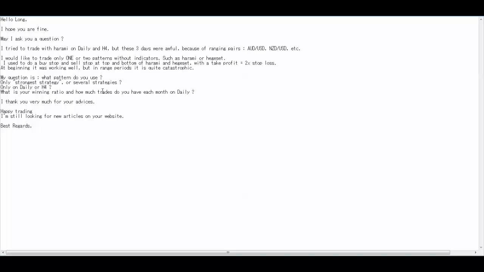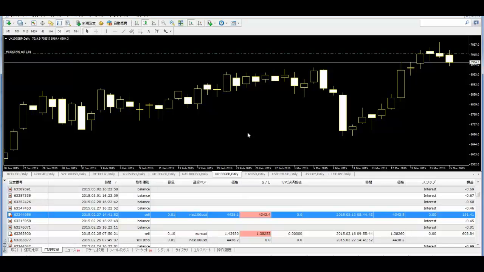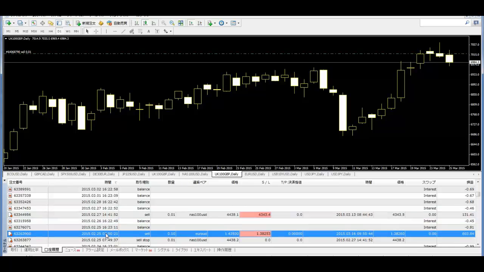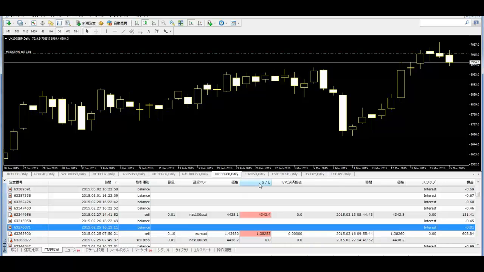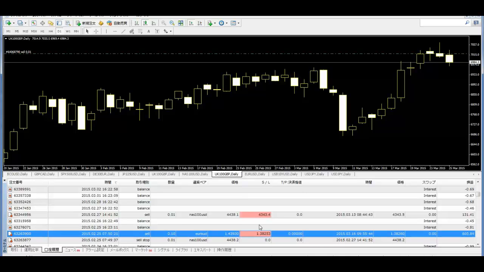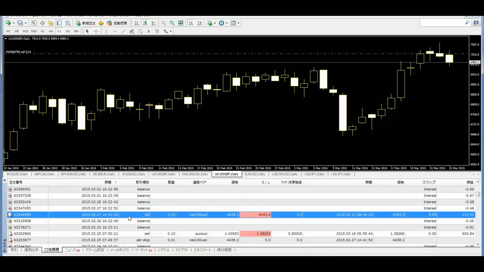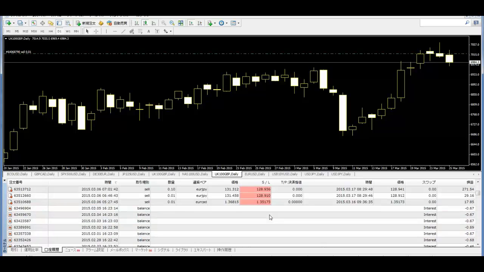And how much trade? Okay, let's look at the history. 2015 February. This is a good trade here, Australia. This indicated stop loss, but I take profit because I use stop loss for take profit. And this one, Nasdaq. Yeah, this was good.